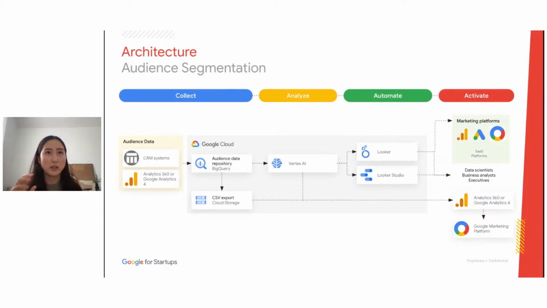You can also connect those results to Looker and Looker Studio to get a visualization of your audience segmentation, and then funnel those results to your marketing platforms, and also maybe directly to your data scientists, your executives, your business analysts, so that they can look at your audience segments in real time. You can also take the data that you exported to cloud storage and connect that with Analytics 360 or the rest of Google Marketing Platform in order to have a view of this data on all different fronts. That's one example.